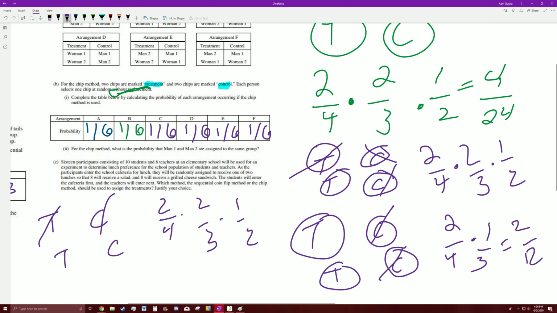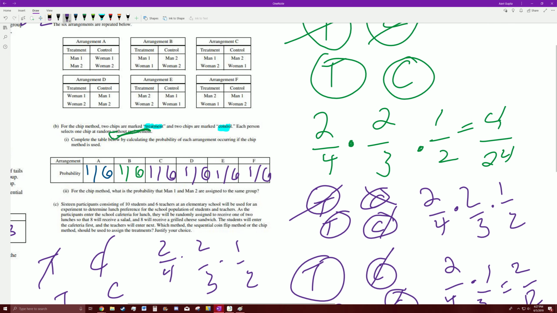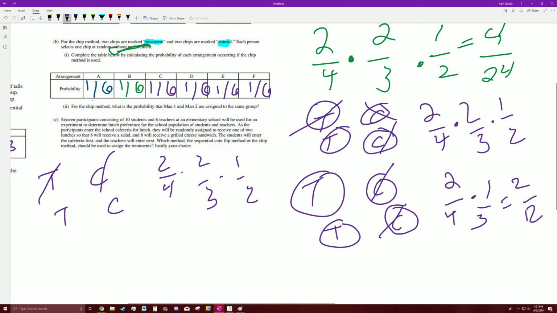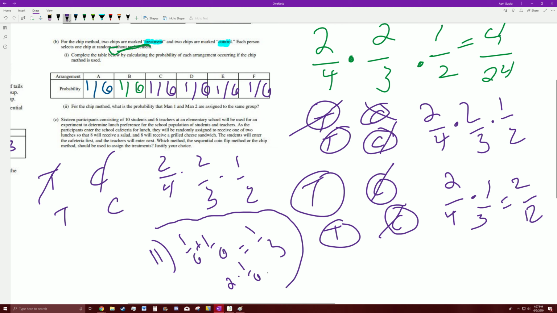There you go. Okay, now for the chip method, what is the probability that man 1 and man 2 are assigned to the same group? Well, just like before, there were 2 times where that happened: arrangement A and arrangement D. So the probability of arrangement A occurring is 1/6. The probability of arrangement D occurring is 1/6. So 2 times 1/6 is just 1/3. So you can say 1/6 plus 1/6, or 2 times 1/6, both equal to 1/3. There you go.